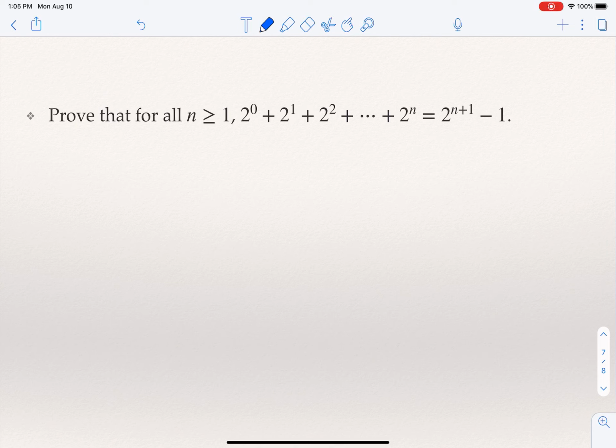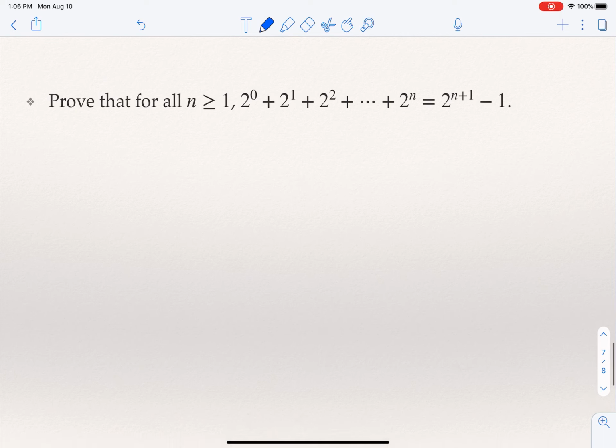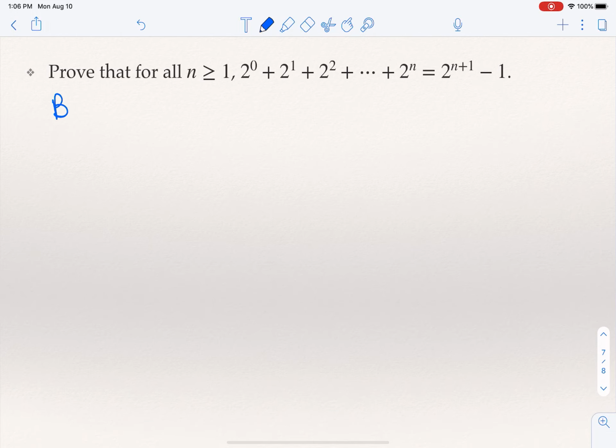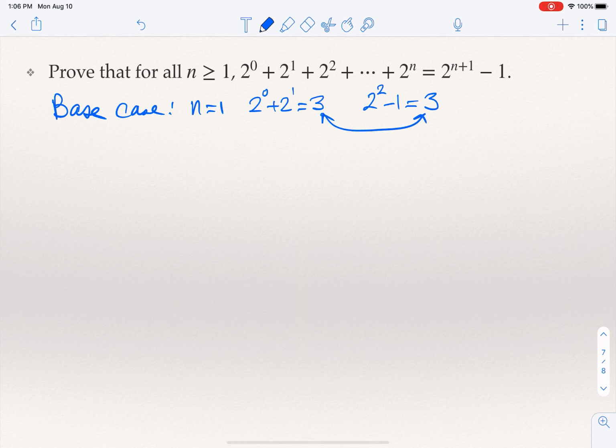Let's do one more here. We want to show that the sum of 2 to the power 0 plus 2 to the 1 plus 2 to the 2, all the way to 2 to the n, equals 2 to the n plus 1 minus 1. Again, here we can do the base case. The base case is where n equals 1. When n equals 1, the left-hand side is 2 to the 0 plus 2 to the 1, which is 3. The right-hand side, when n equals 1, is 2 to the second minus 1, which is 3. These two are equal. Therefore, P of 1 is true.